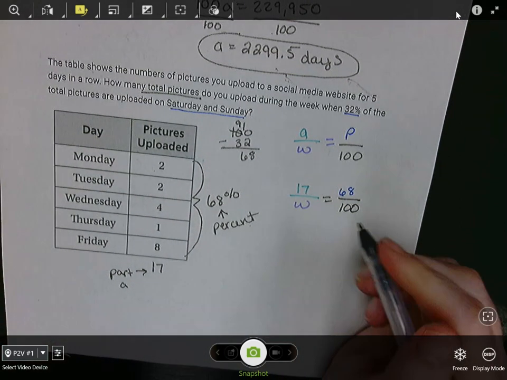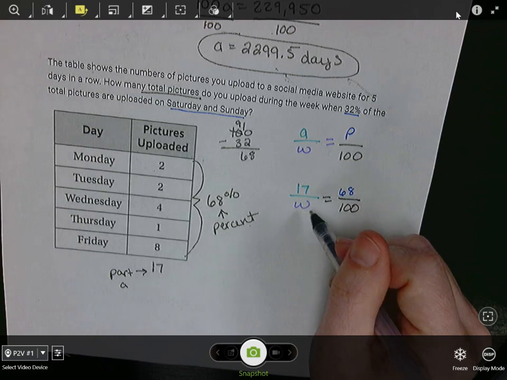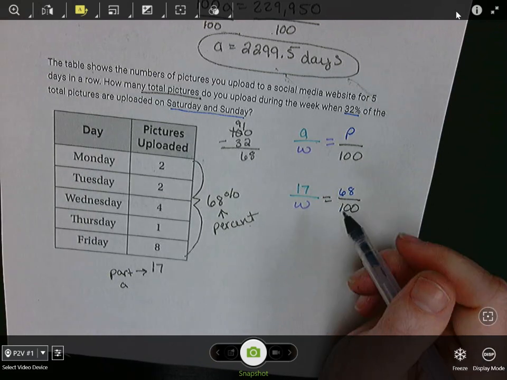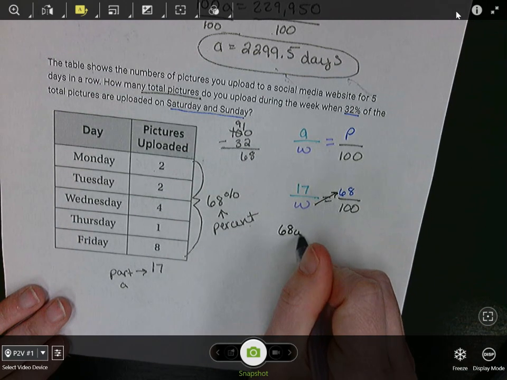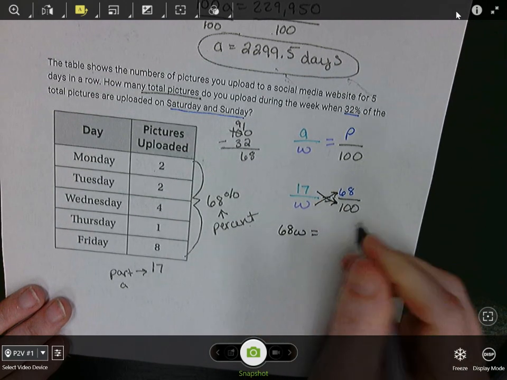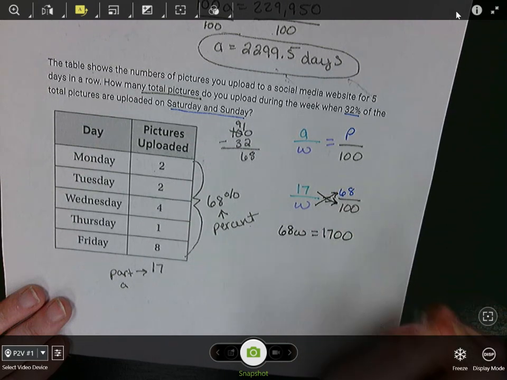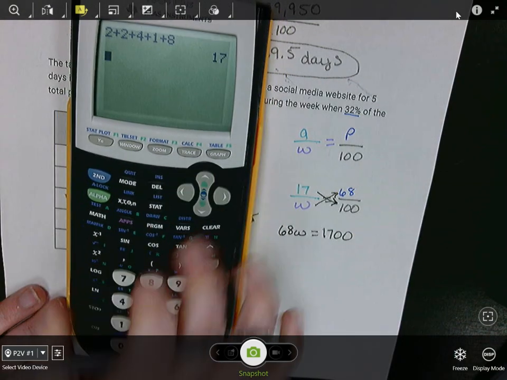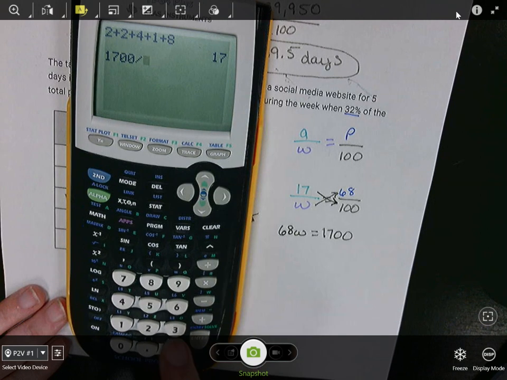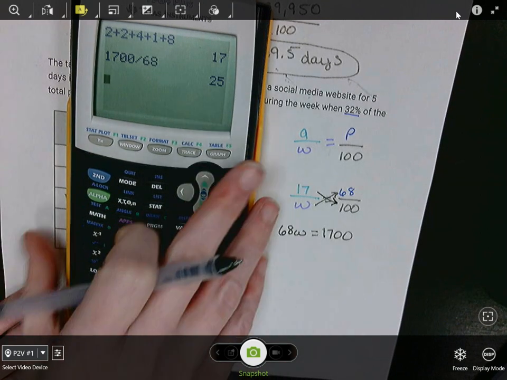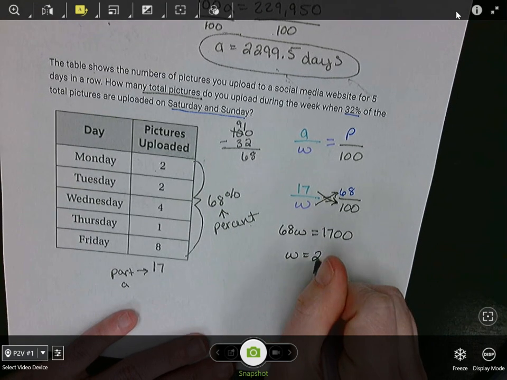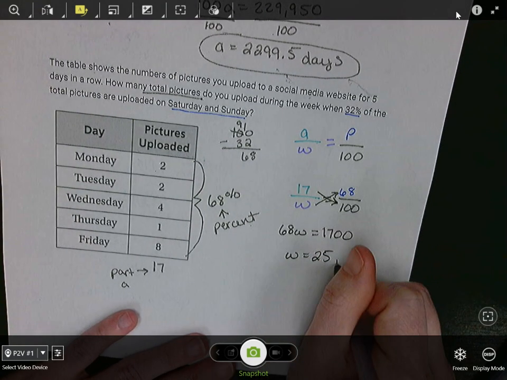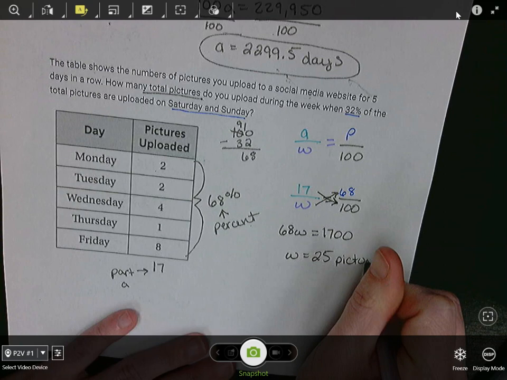Now to figure out the total number of pictures, we just cross multiply. W times 68, which is 68W, equals 17 times 100, which is 1,700. Then we take 1,700 and divide it by 68, and we get 25. So that means we uploaded 25 pictures that week.